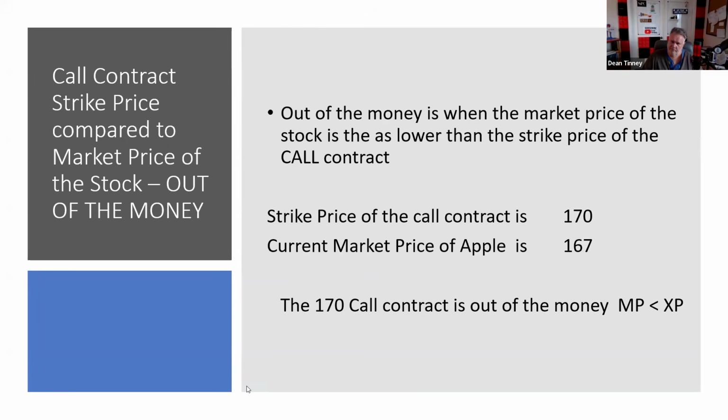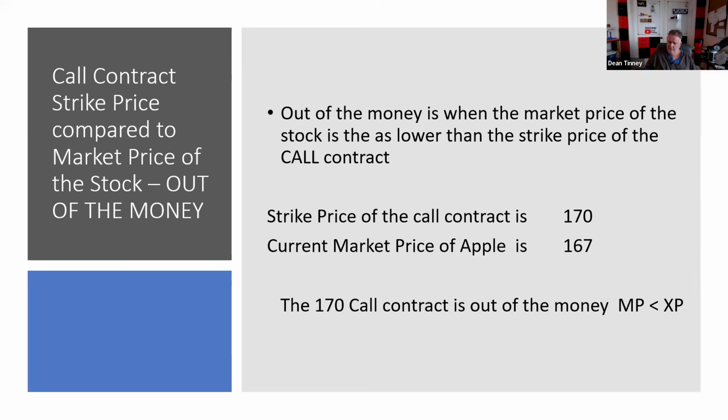And out of the money. This is today's relationship. Today, I don't know where Apple's at. Last time I checked, it was 168. It could be a 167. Test question. Apple is a pretty damn volatile stock as compared to the market.